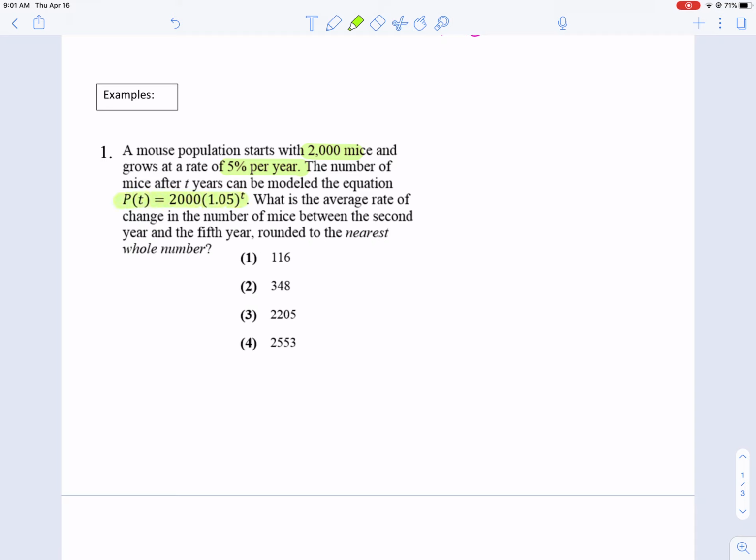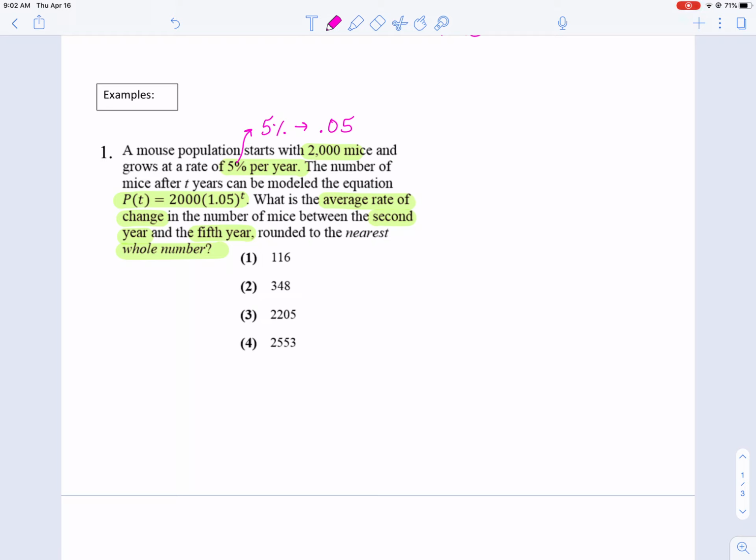P of t equals 2,000 times 1.05 to the t. So you know it's starting at 2,000, that's your initial, and then it's 1 plus, this is your growth rate, 1 plus 0.05, because 5% as a decimal is 0.05. Okay, and they want to know what is the average rate of change in the number of mice between, now they have to tell you what they want, between the second year and the 5th year, to the nearest whole number.